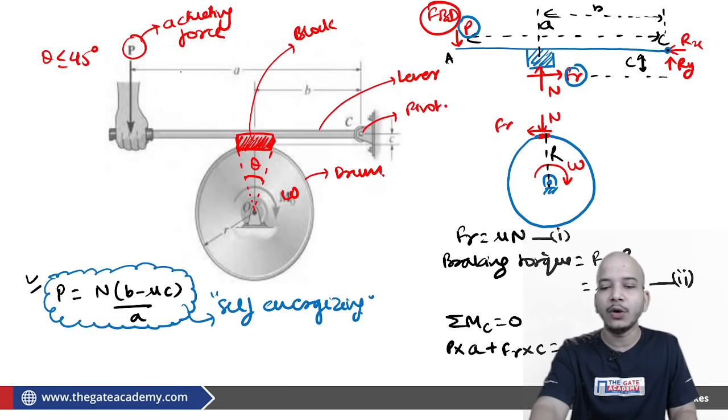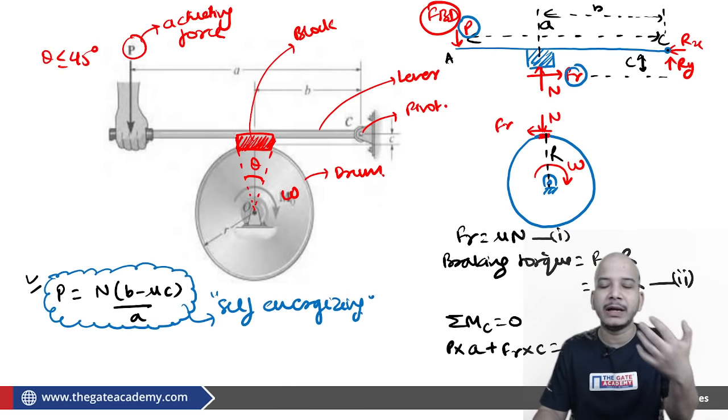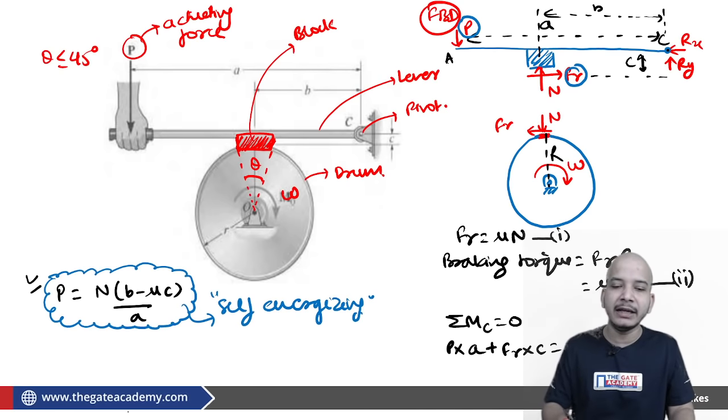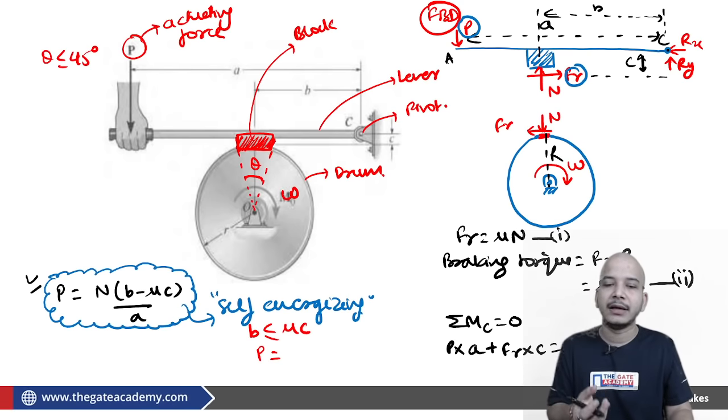The point is that, as far as effort is concerned, this seems good, because we are getting a self-energizing brake and the amount of effort required is less. But if somehow accidentally B became less than mu C, then what will happen? If B becomes less than or equal to mu C, then in order to get the N, we need 0 P. We don't need any P in order to get this N. The brake will automatically be applied, and therefore this condition is called a self-locking brake.